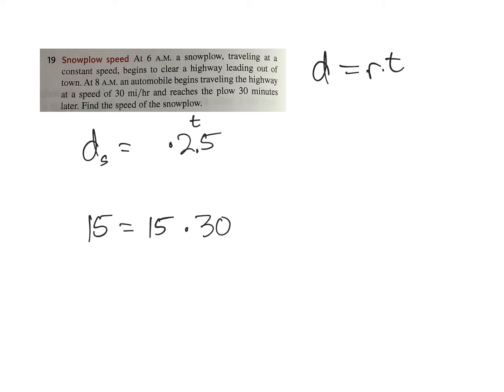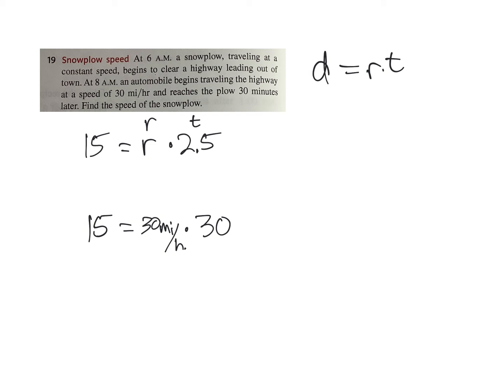We don't know the speed of the snowplow, that's your R. R is your rate. But having known how far the car's gone, 30 miles per hour for 30 minutes, that means he's gone 15 miles. They started the same place and now they're at the same spot, so that means the distance of the snowplow is also 15 miles. So we don't know the rate of the snowplow. We do know the rate of the car, 30 miles per hour.